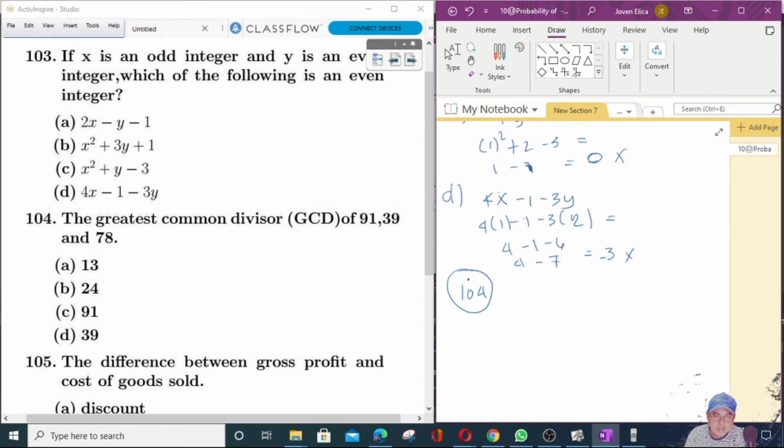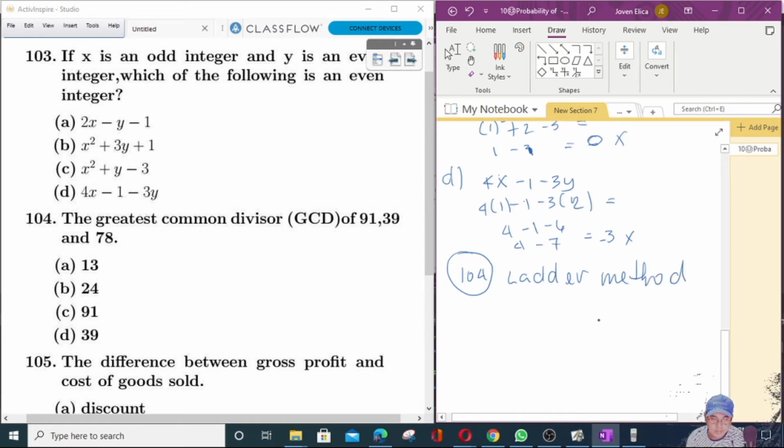So to get the greatest common divisor, we use the ladder method. You can use other methods, but in this case I will use the ladder method to get the greatest common divisor of the three numbers given. So by drawing an L shape and then writing the given numbers, so this is 91, 39, and 78.